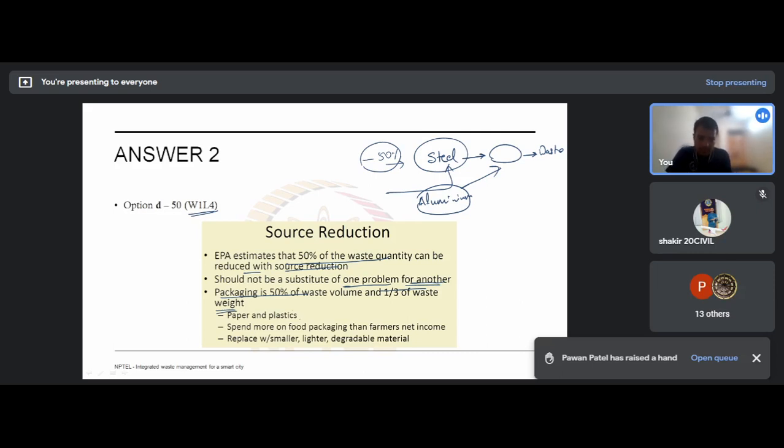We have paper and plastics that are used for packaging. We also spend more on food packaging than farmers' net income. These are the examples I gave, so refer to the lectures for more details.